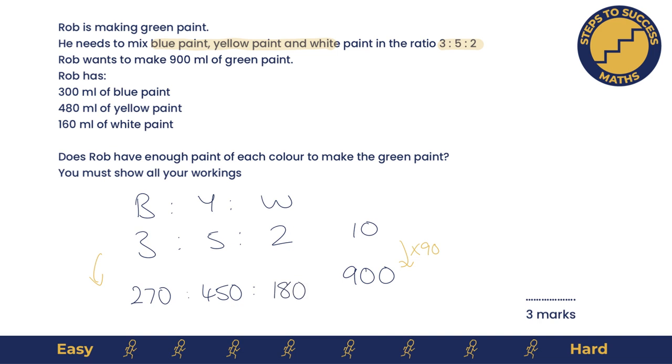And now we need to check. Do we have enough blue paint? Well, we need 270 and we've got 300. So we do. Do we have enough yellow paint? We've got 480 and we want 450, so we do. And do we have enough white paint? We want 180 and we've got 160, so we don't. So we're going to say Rob does not have enough white paint. He needs 180 millilitres and he only has 160 millilitres.